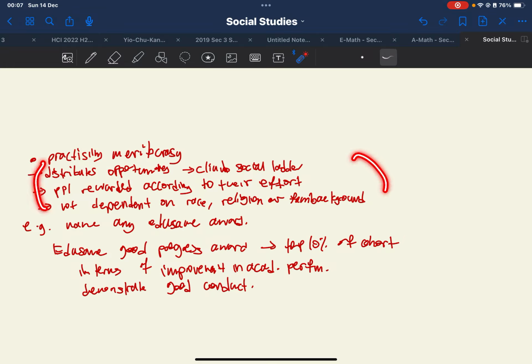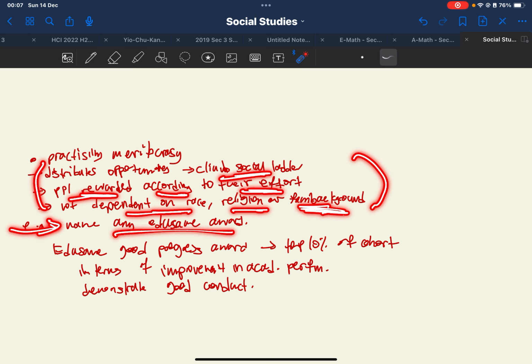Memorize this explanation. Okay, distributes opportunities so that we can climb the social ladder. Okay, people are rewarded according to their effort, not dependent on race, religion, or family background. Okay, one example is just to name any EduSave award. So if you have gotten any EduSave award, it'll be easy for you because you will understand. Okay, you have experienced it firsthand.